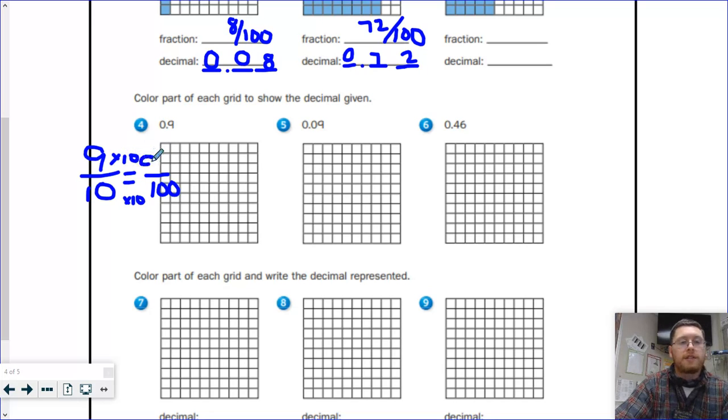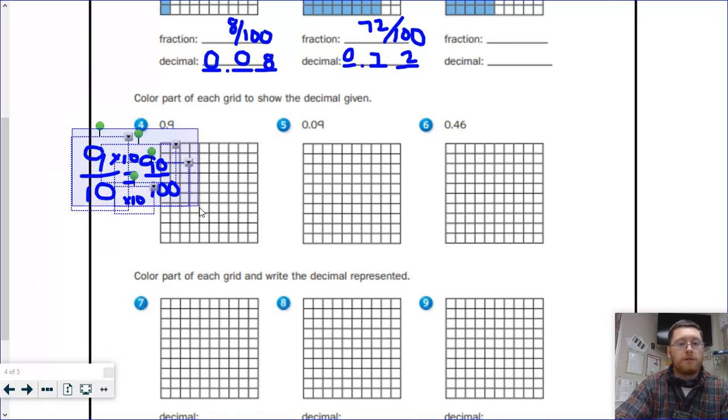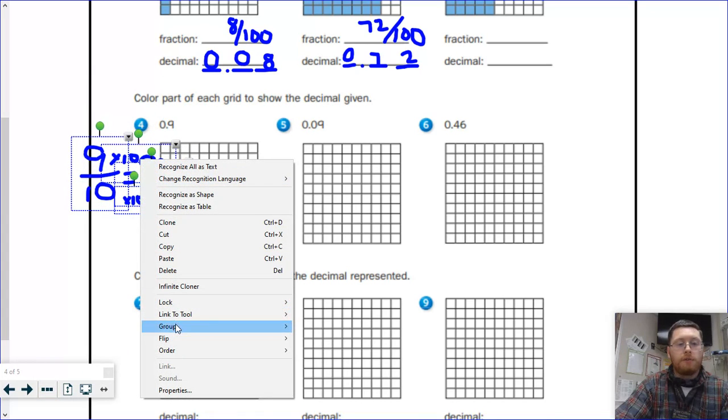9 times 10 is 90. So I have to color in 90 of these little squares. That might take me a while, but now I have 9 tenths. Each one of these is worth 10, so I need to do 9 of those. So what I'm going to do is get my pencil. I'm going to take this. I'm going to group this.